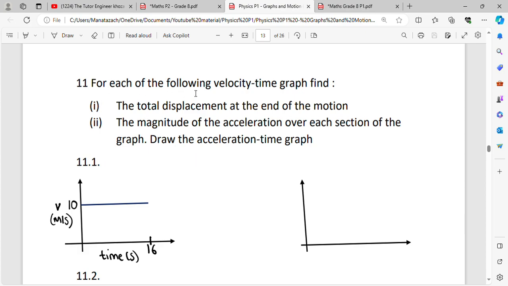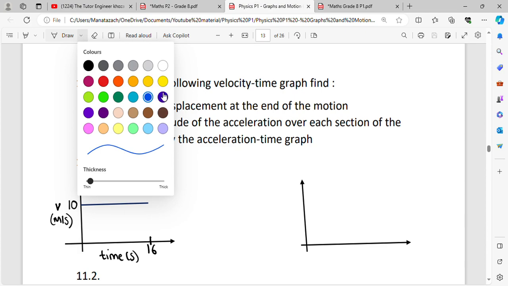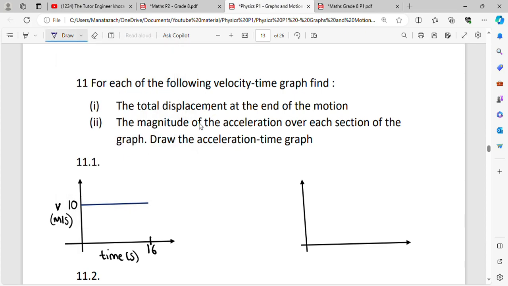For each of the following velocity time graphs, find first, the total displacement at the end of the motion. Second, the magnitude of the acceleration over each section of the graph. And third, draw the acceleration time graph. Okay, let's get right onto it.